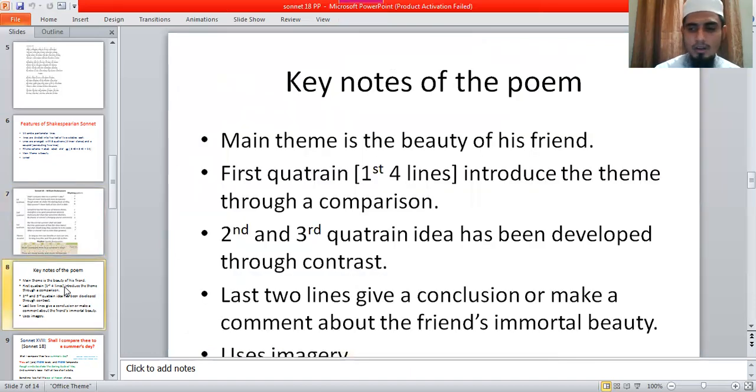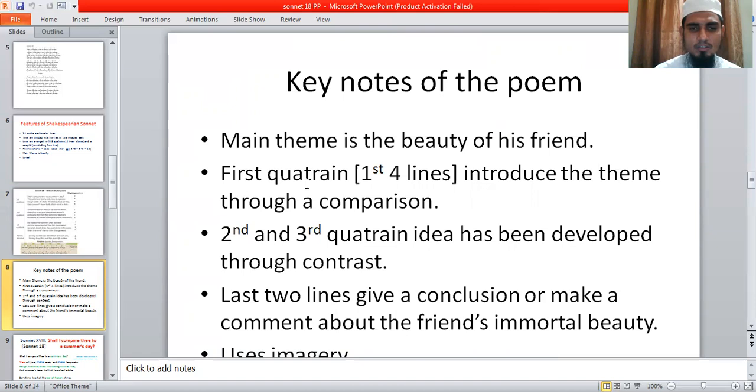Now I would like to discuss with you the key notes, key facts of the poem. You know that Sonnet 18 is the most important poem of William Shakespeare. In this poem, William Shakespeare mainly deals with the beauty of his friend. The main theme of the poem is the beauty of his friend. He wants to immortalize the beauty of his friend.